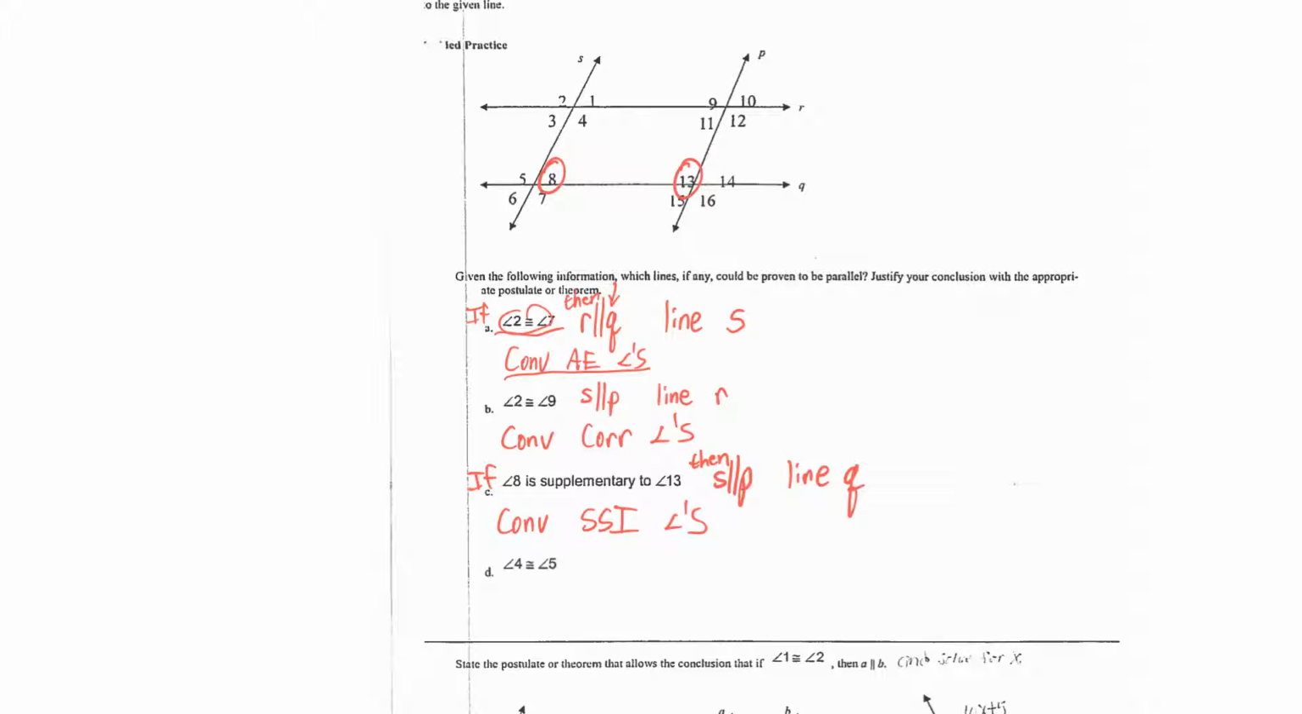Okay, and then the last one here is if angle 4 is congruent to angle 5. So here's 4, here's 5. What two lines are going to be parallel? R and Q. R is parallel to Q. What's the transversal? Line S. So what lets me say that if 4 is congruent to 5, then R is parallel to Q? The converse of the alternate interior angles theorem.